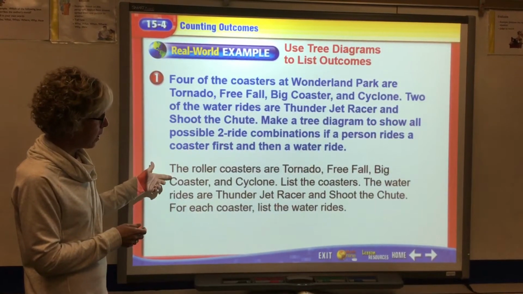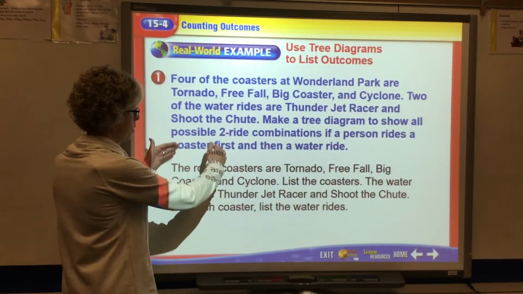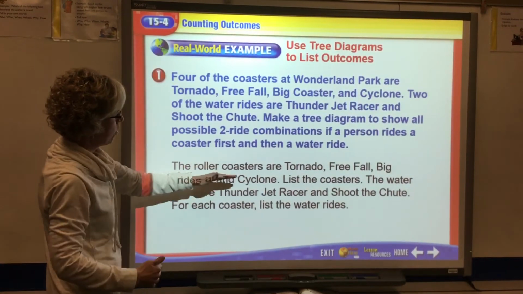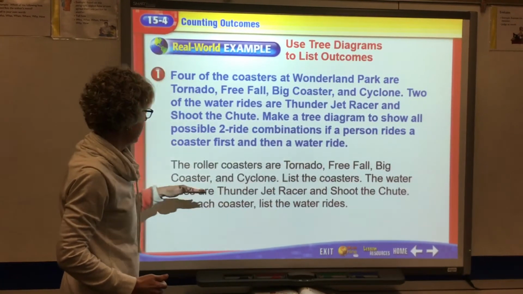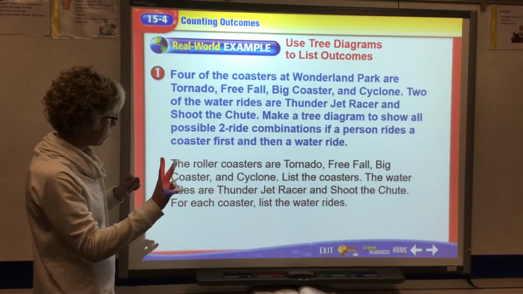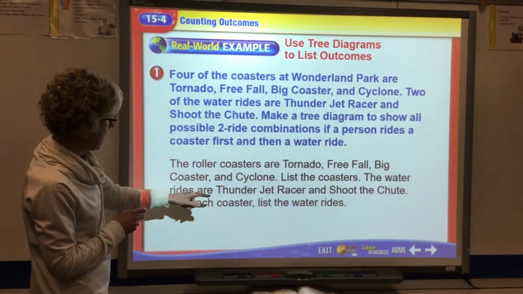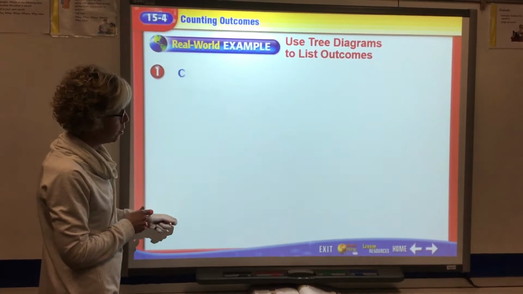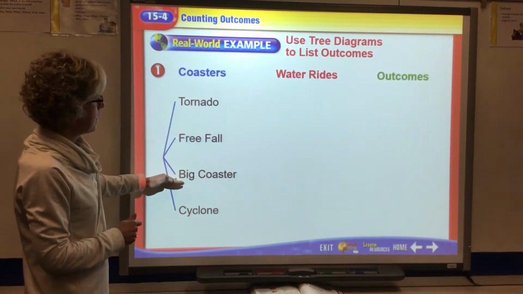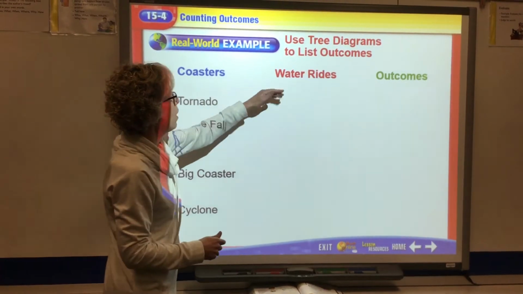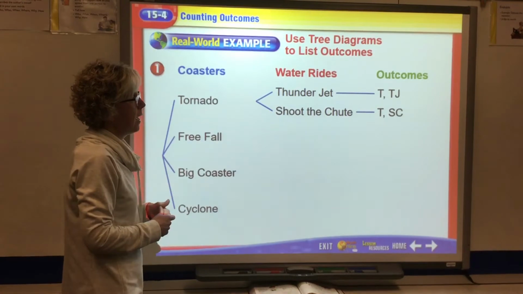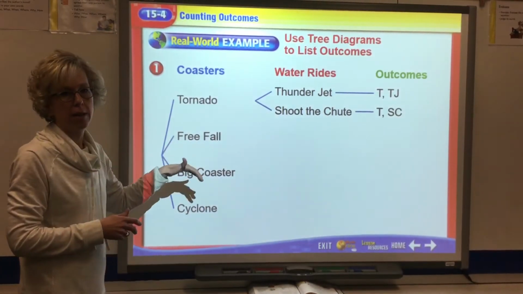The roller coasters are, so these are the 4 roller coasters. When you're listing it under different types of coasters, you'd say roller coaster: Tornado, Free Fall, Big Coaster, and Cyclone. And then, if you're listing the water rides, there were 2 water rides listed, the Thunder Jet Racer and the Shoot the Chute. So here are our coasters, the 4 of them listed, and then underneath the water rides, you're going to have the 2 water rides. And then you'll list the possible outcomes. This is the tree diagram.